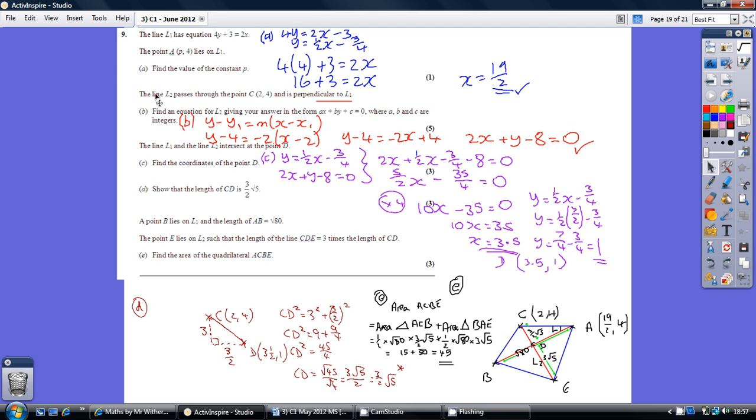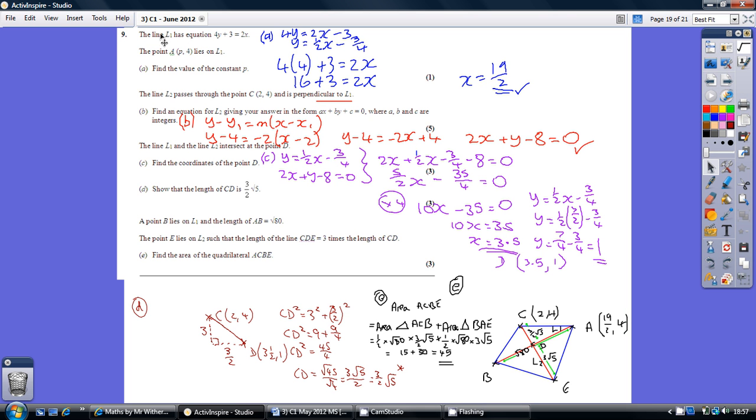Now for part B, we're going to be using the big formula y minus y1 equals m(x minus x1) to find the equation of a line. We know a point on the line, which is C, so we know x1 is going to be 2 and y1 is going to be 4. What we don't know is the gradient of this perpendicular line.